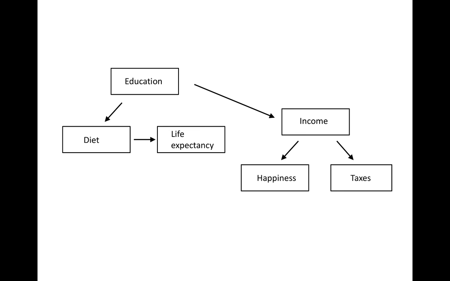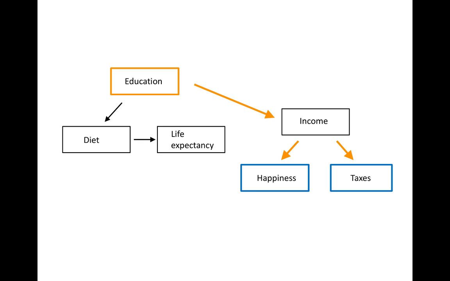For example, although in this graph there is a directed path from education to diet, and a directed path from education to life expectancy, education is not a common cause of diet and life expectancy, because diet is one of the effects, but occurs on both of the paths.